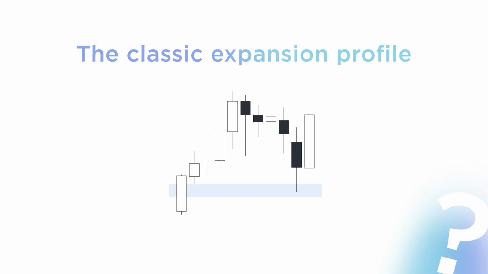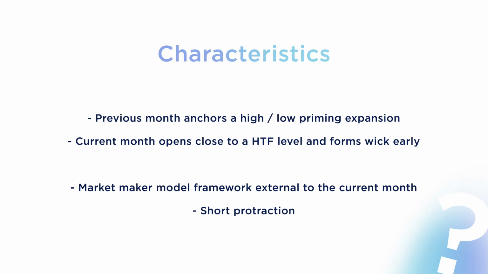Now, in this example, this is a monthly chart, and we want to understand how this current white bullish candle is printing. Now, the characteristics of a classic expansion candle. So, ideally, the previous month anchors a high or low, which primes expansion, or the current month opens close to a higher time frame level and forms that protraction phase, creating the wick of the current monthly candle very early on. Now, with this sort of profile, we need to reference a market maker model framework external to the current month. Now, what do I mean by that?